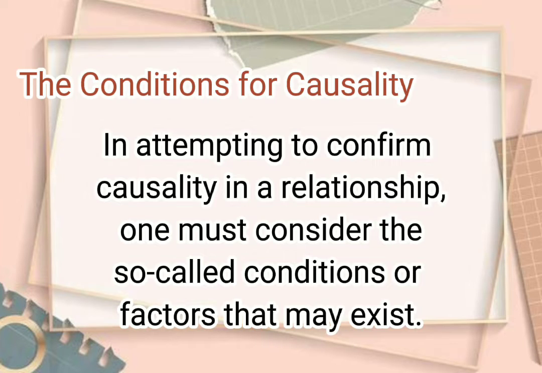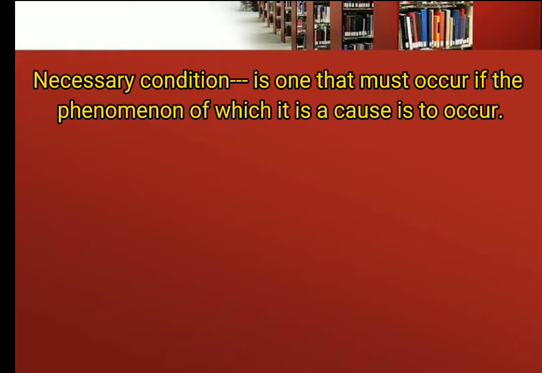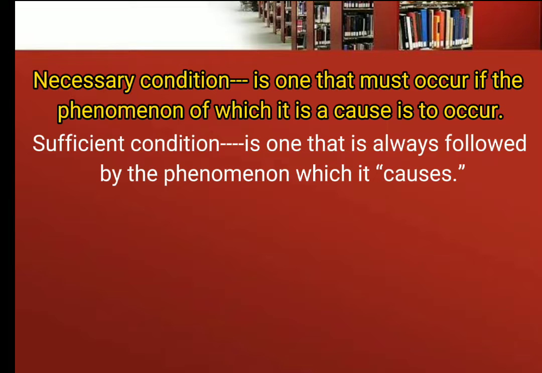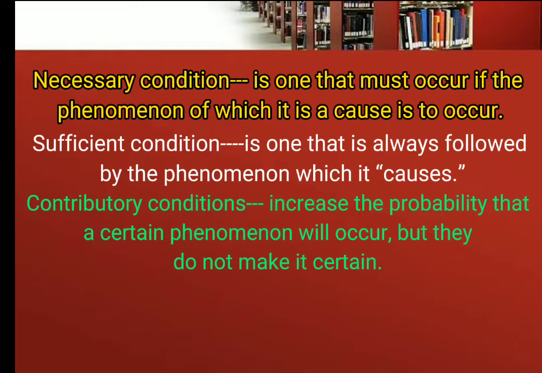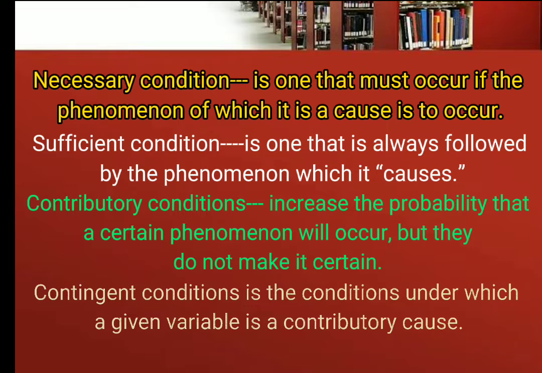The conditions for causality. In attempting to confirm causality in a relationship, one must consider the so-called conditions or factors that may exist. The conditions are: first, a necessary condition is one that must occur if the phenomenon of which it is a cause is to occur. A sufficient condition is one that is always followed by the phenomenon which it causes. Contributory conditions increase the probability that a certain phenomenon will occur, but they do not make it certain. Contingent conditions are the conditions under which a given variable is a contributory cause.